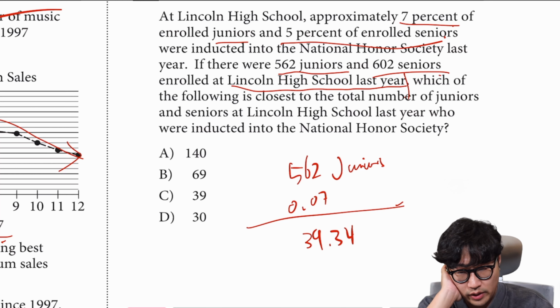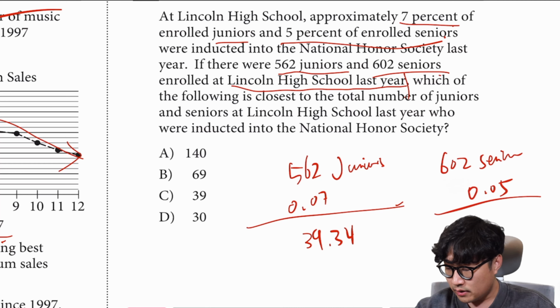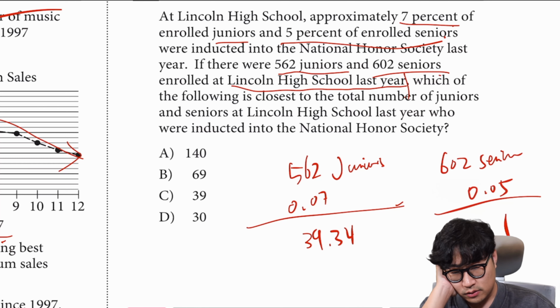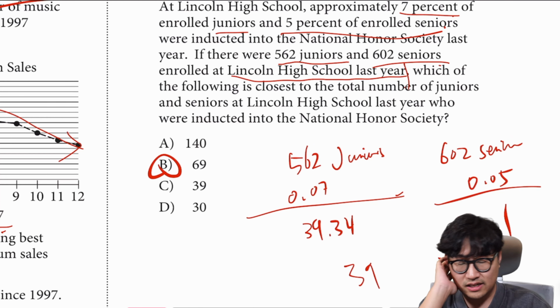And then we have 602 seniors. But only 5% were inducted to the National Honor Society. So just go ahead and grab 602 times 0.05, and that gives you 30.1. So which of the following is close to the total number of juniors and seniors who were inducted to the National Honor Society? So about 39 and 30, so about 69 it is.